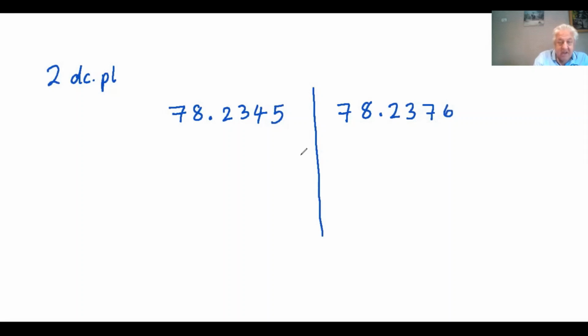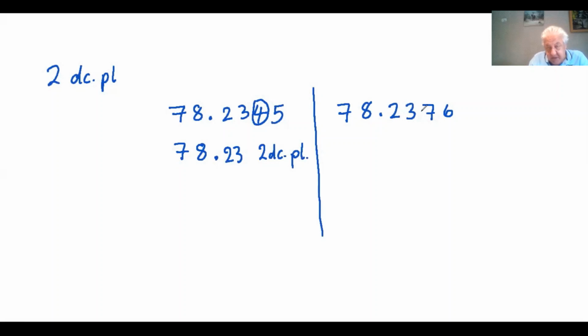78.237.6. Okay, so I want my answer to 2 decimal places. So I look at the third decimal place. If it's 4 or less, I leave this unchanged. So this will be 78.23 to 2 decimal places.